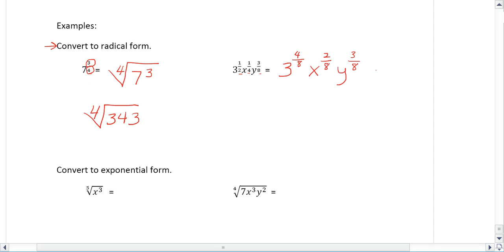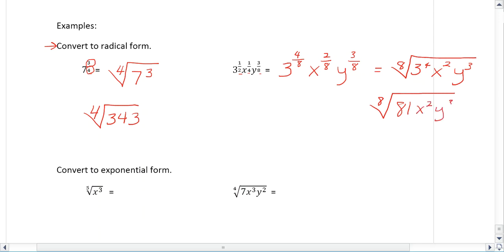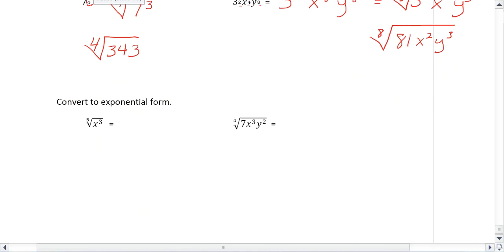So now that these all have the same denominator, I know that we're going to have an eighth root of all the stuff inside here. So what's left here with the 3 has an exponent of 4, the x has an exponent of 2, and the y has an exponent of 3. And we can do this 3 to the 4th power. 3 to the 4th is 81. So this becomes the eighth root of 81x squared y cubed.